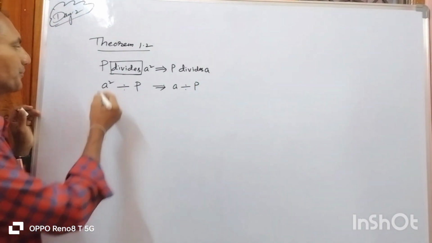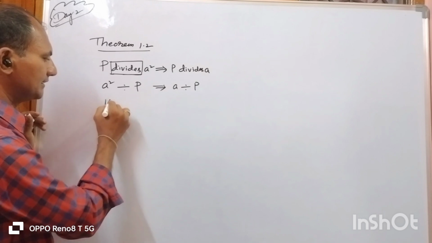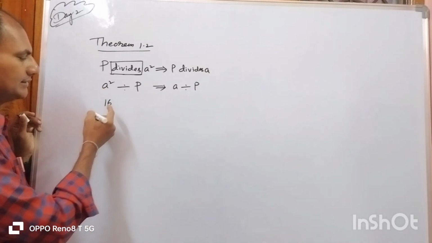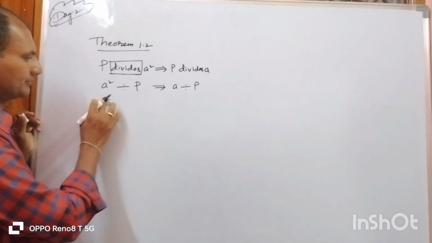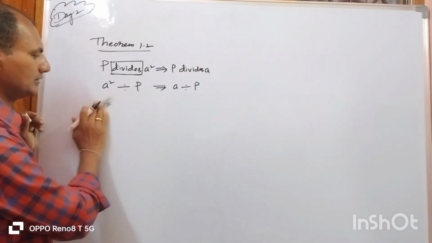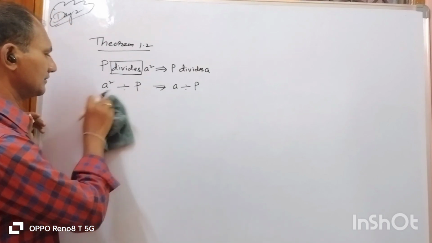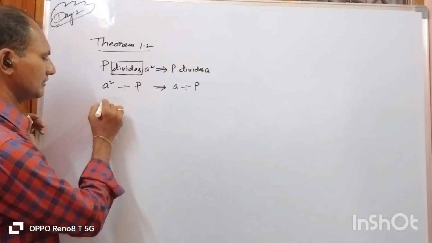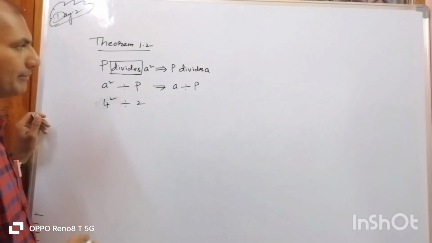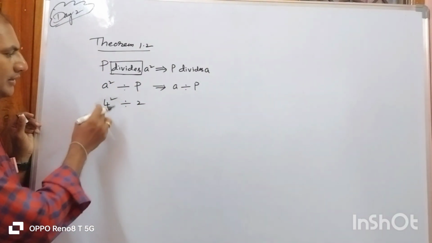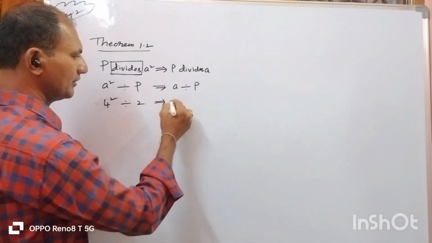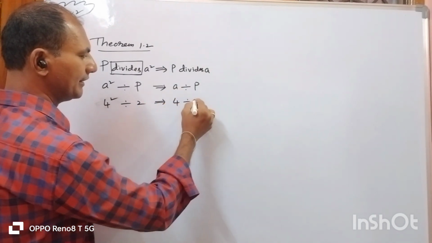For example, 16 is the A square, which is 4 square. Okay, I will write 4 square only. 4 square is divided by, I will take any prime number, P is any prime number. So 4 square is divided by 2. Then 4 is divided by 2.